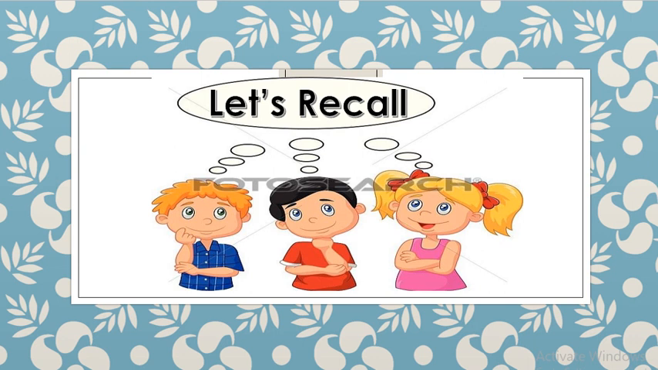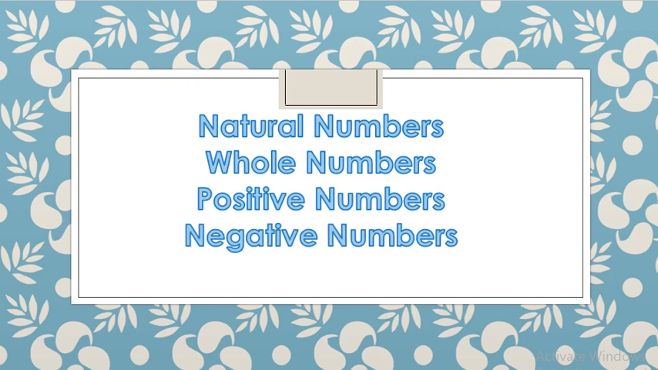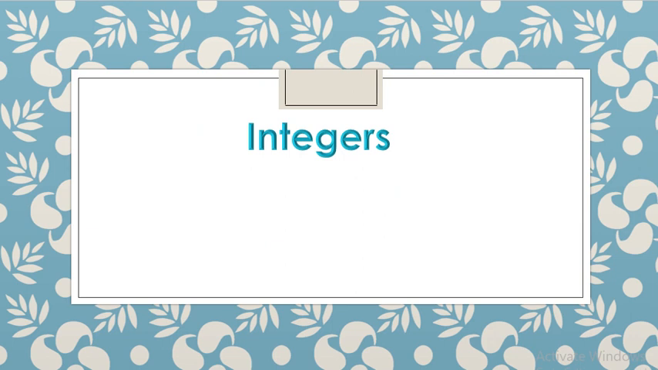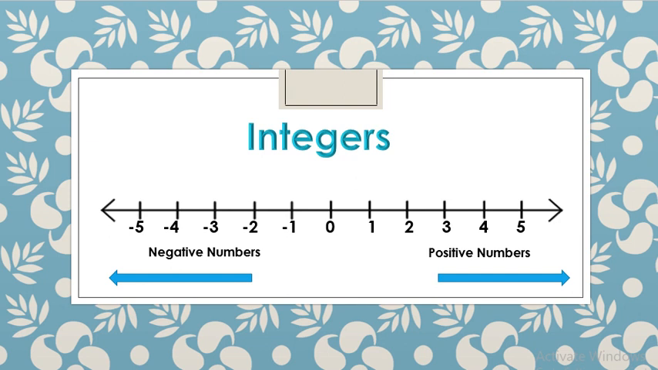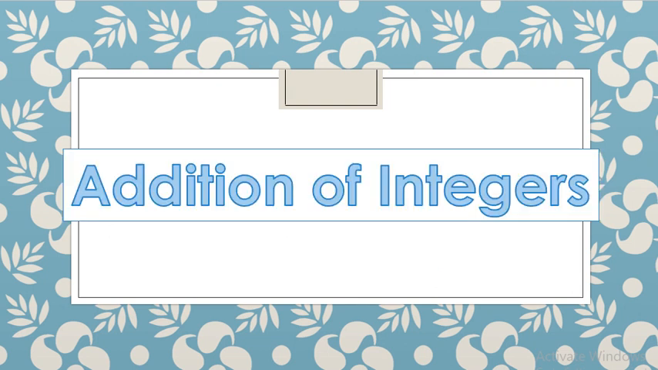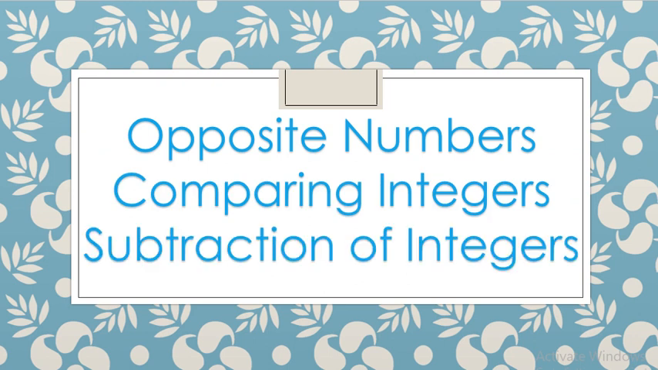Let us recall what we have studied last week. We have learned about the natural numbers, whole numbers, positive numbers, negative numbers, and integers. We have also learned how to show integers on the number line. The positive numbers are on the right hand side of 0 and negative numbers are on the left side of 0. The point on the number line which is marked 0 is called origin. We have also learned how to add integers. So let us now learn the opposite numbers, comparing integers and subtraction of integers.